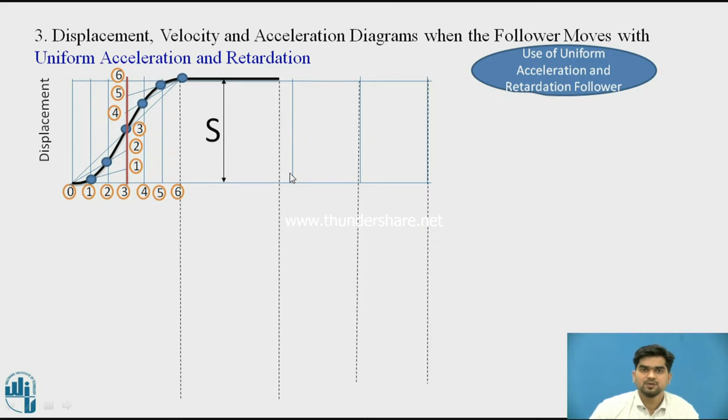Again we have to divide this falling stroke into an even number of parts. We have divided this into 6 parts, and here we have to see that we are starting from the 6th point: 6th, 5, 4, 3, 2, 1. Like that we have divided it into 6 parts.